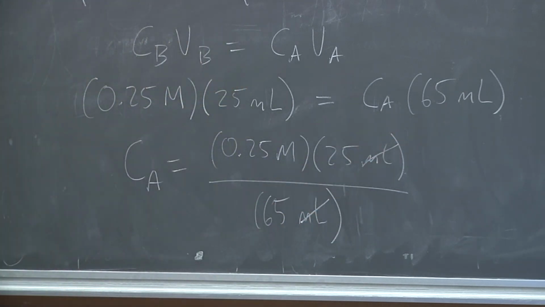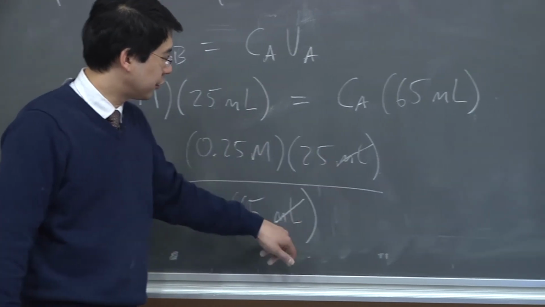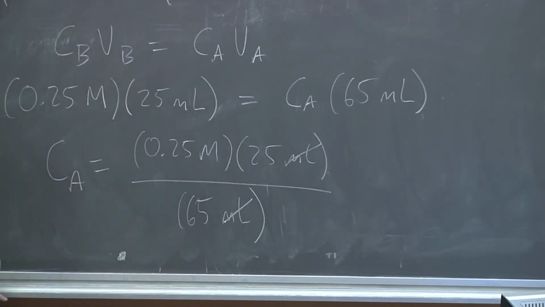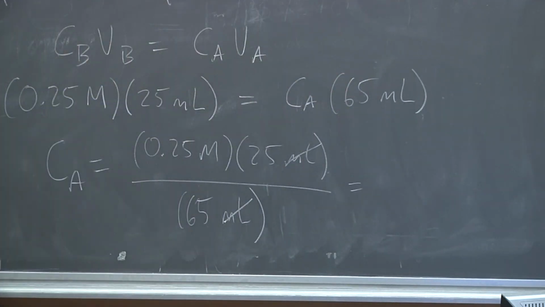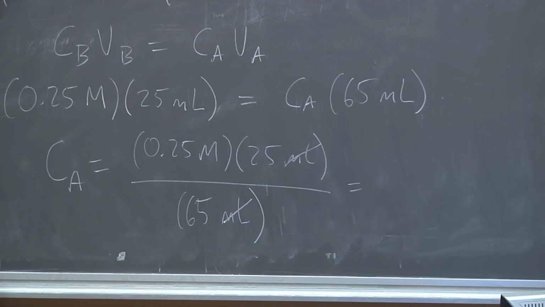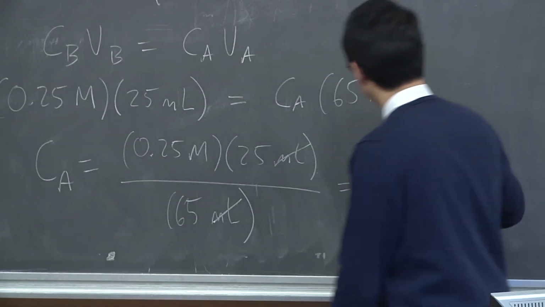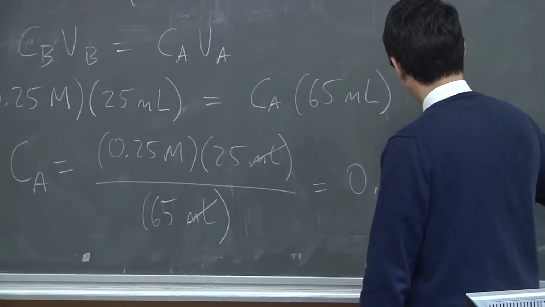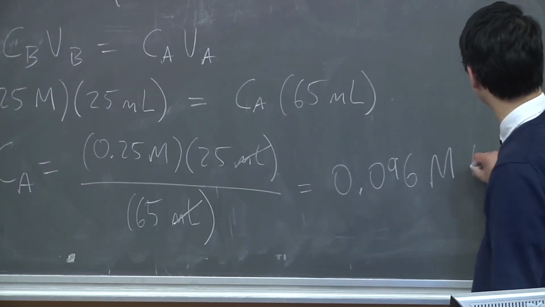The milliliters and milliliters cancel. So as long as it's the same, we don't have to convert to liters here. And we get 25 times 0.25 divided by 65 equals 0.096 molar acid, which is HCl.